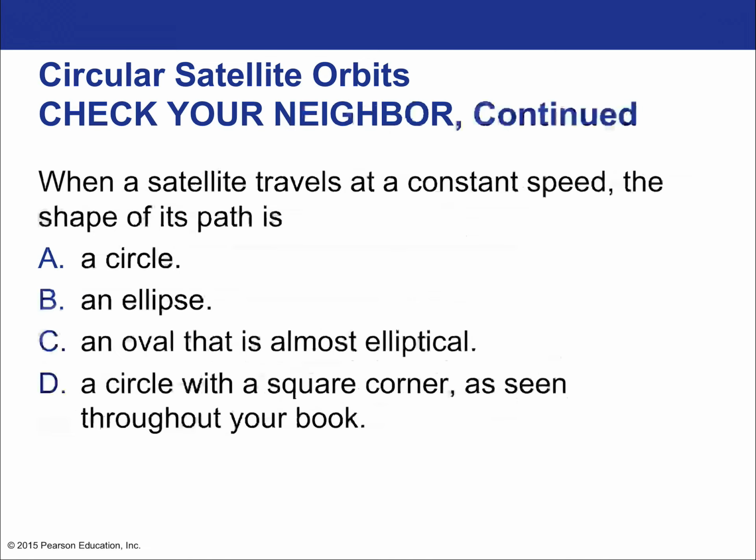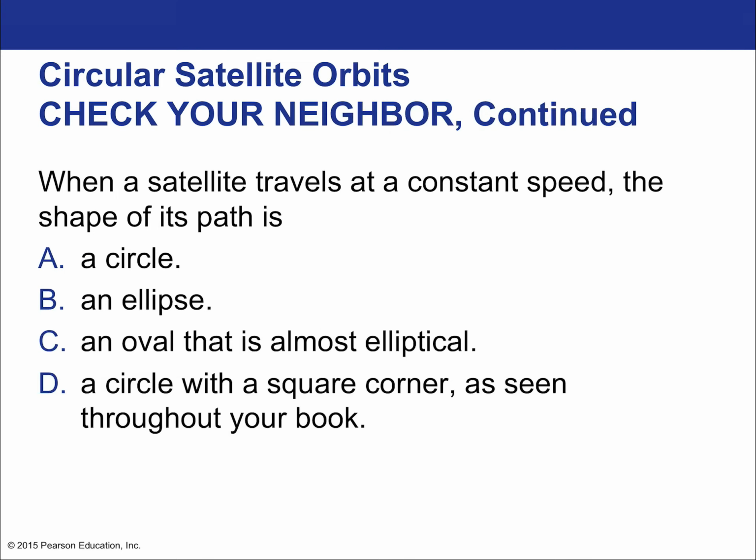When a satellite travels at a constant speed, the shape of its path is what? What's the one that gives us constant speed? We're talking about this. It's a circle. Now you might wonder, well, what's an ellipse? Is it an ellipse? Well, it's only an ellipse if the speed is non-constant.